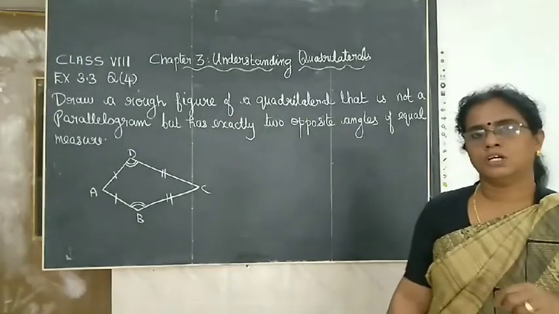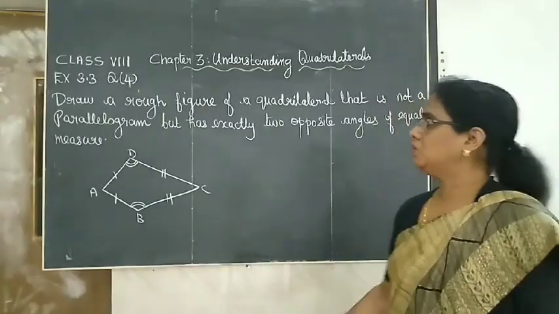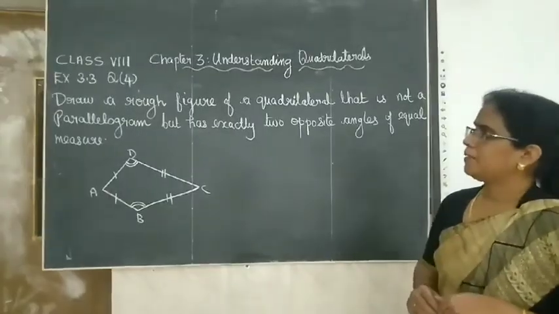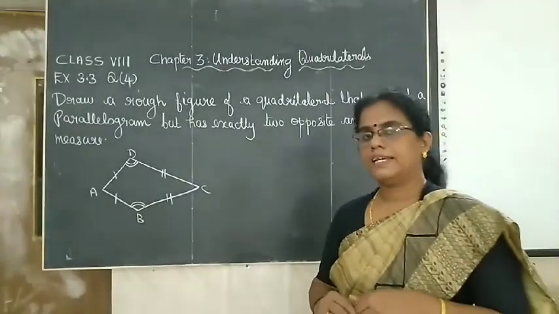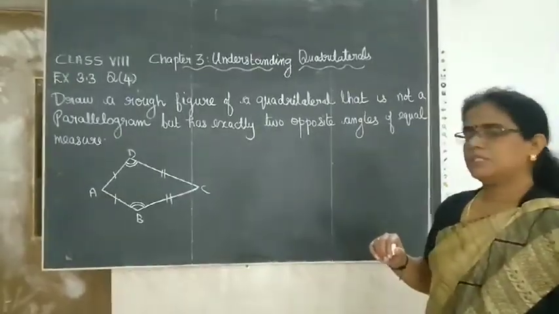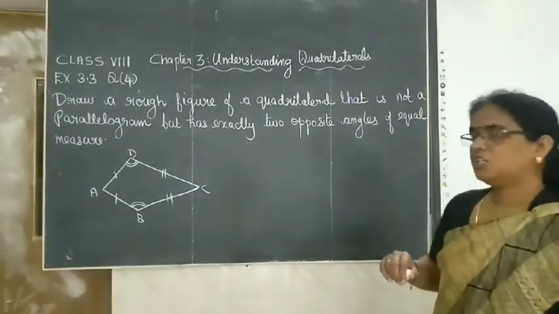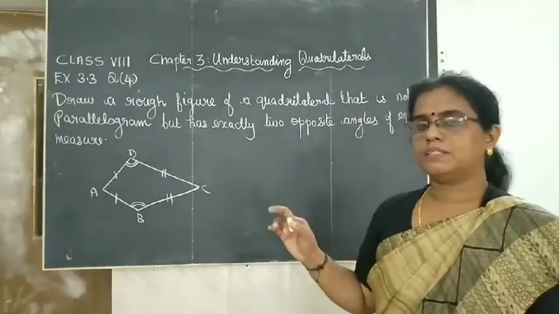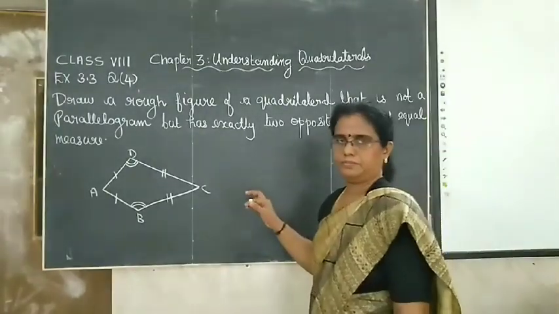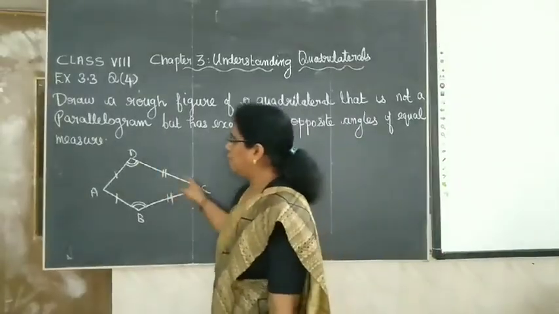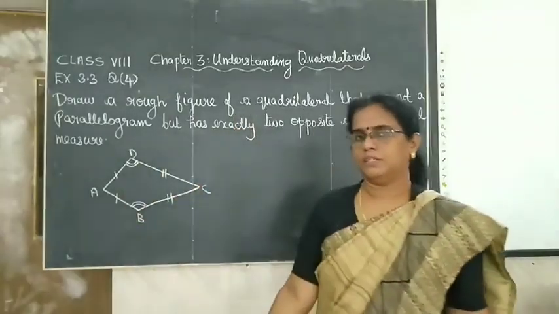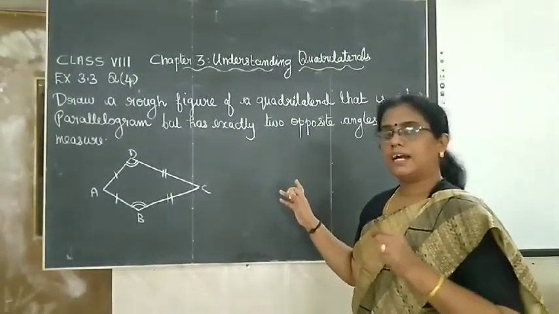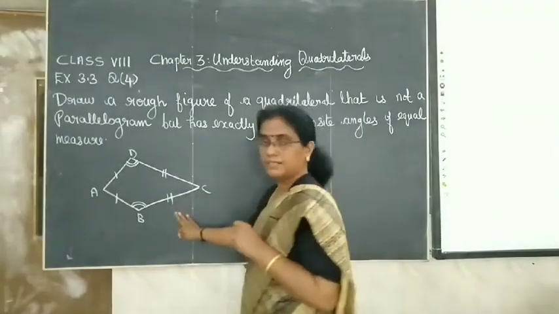Next we will discuss question number 4. That is, draw a rough figure of a quadrilateral that is not a parallelogram but has exactly two opposite angles equal in measure. We have to draw a quadrilateral. Quadrilateral means four-sided polygon. Here I have drawn a four-sided figure, and this is actually a kite. The name of this quadrilateral is kite.